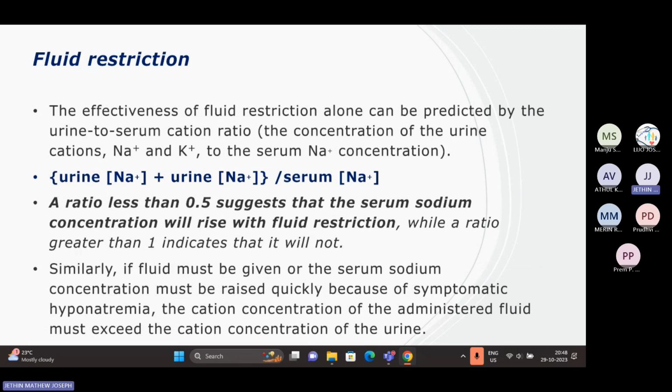If urine electrolytes is a test which is available to you, you can actually measure the effectiveness of fluid restriction. If you add urine sodium plus urine potassium, there's a mistake in the slide, and divide by serum sodium, a ratio less than 0.5 suggests that serum sodium concentration will rise with fluid restriction. So you can actually predict if fluid restriction is going to work for your patient or not.